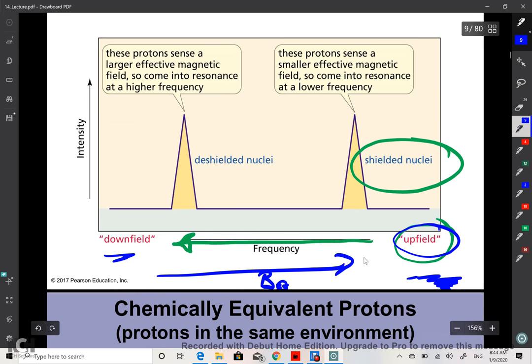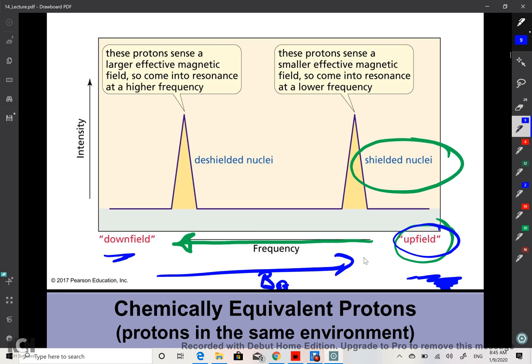Are we good up to this point? Remember, the most important thing is that we want the effective magnetic field to actually reach the nuclei and cause the nuclei to separate. It's only when those nuclei separate that it gives way for the radio frequency to come in. Does that make sense? Okay. So that's the meaning of being shielded and the meaning of being deshielded.